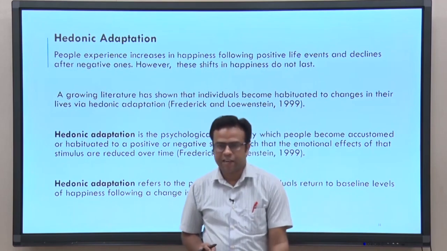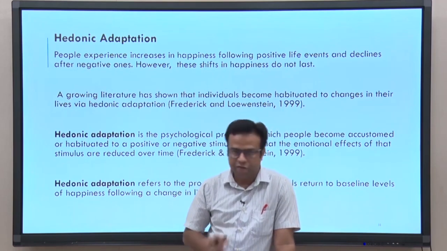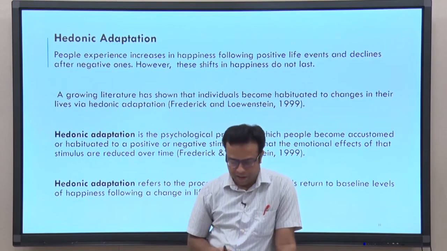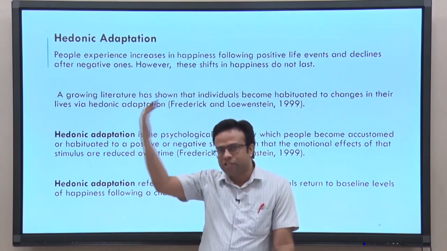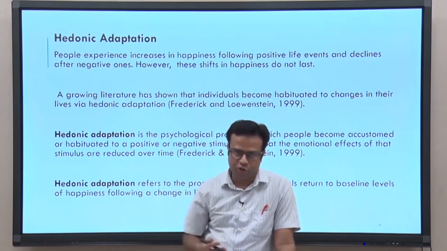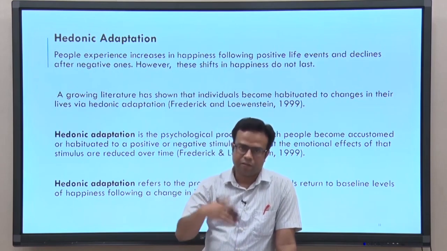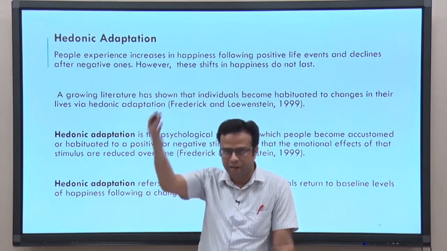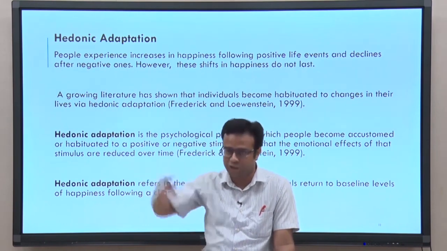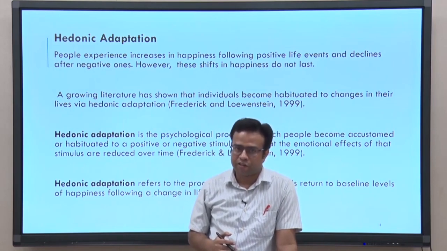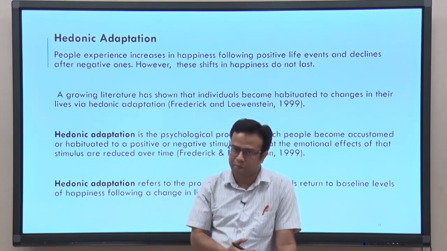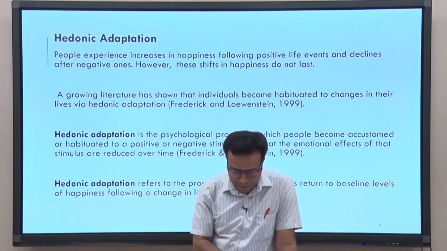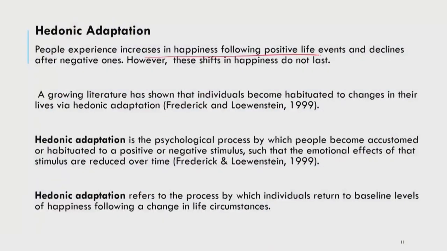Hedonic adaptation basically explains, very similar to the genetic set point, that there can be a change in our sense of happiness after life events. For a positive event, obviously, we become happier, and our sense of happiness decreases when there are negative life events. So, people experience an increase in happiness following a positive event and a decline after a negative event. However, this shift does not last long.